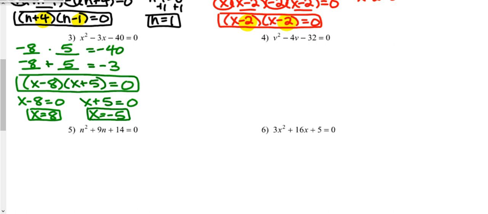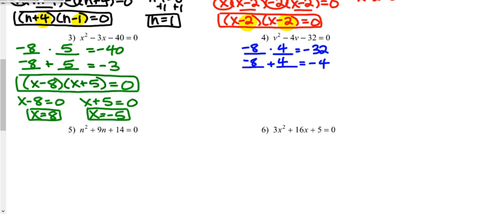Okay, so first thing I'm always going to question is whether I can use the shortcut or not. So on number 4, I'm going to look for a greatest common factor. There isn't one, so I'm going to go ahead and go into the factoring process. So numbers that multiply to give me a times c, which is negative 32, and add to give me the b value, which is negative 4. So I think negative 8 and 4 would work for both of those.